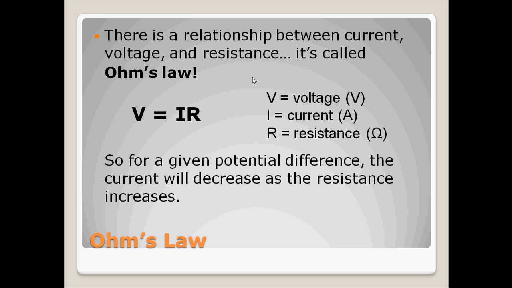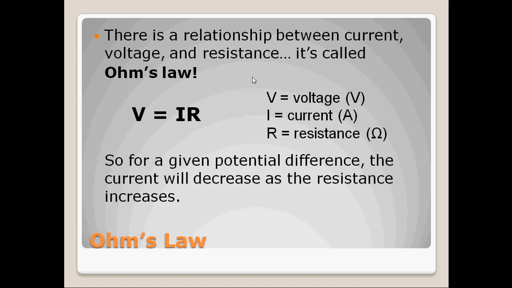Now what Ohm's law does is it relates electric potential difference between 2 points, the current flowing between those 2 points, and the resistance of the material between those 2 points. Now what we find then is that the potential difference, V, is equal to the current running between those 2 points times the resistance. Okay?